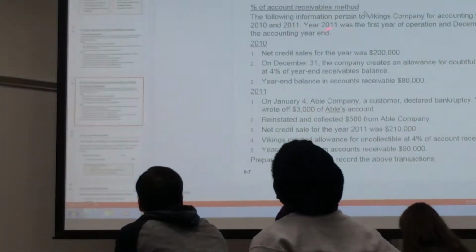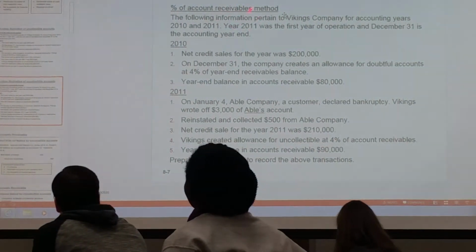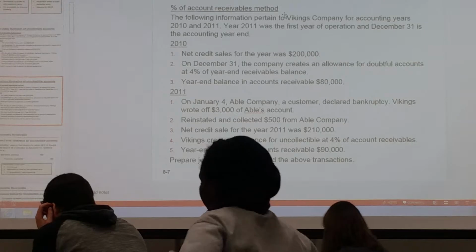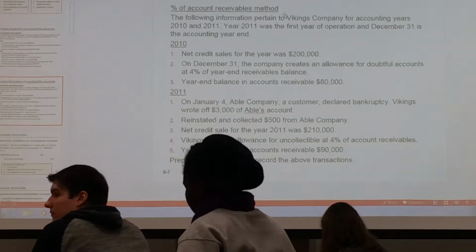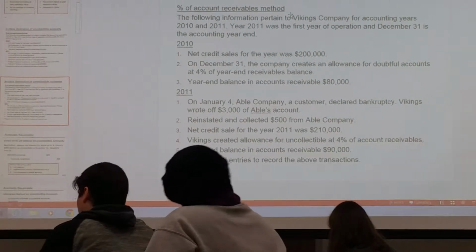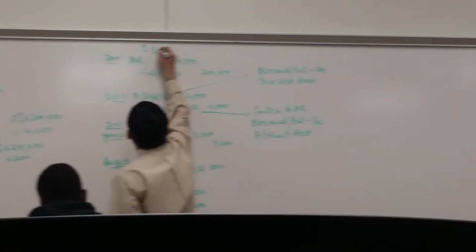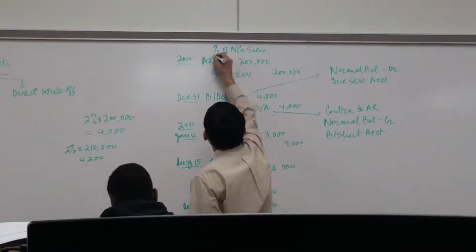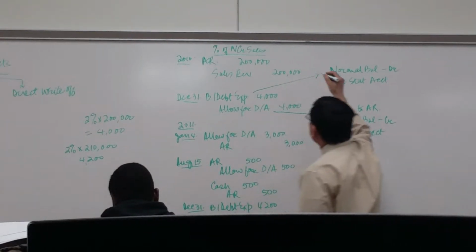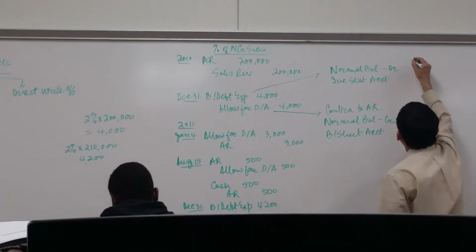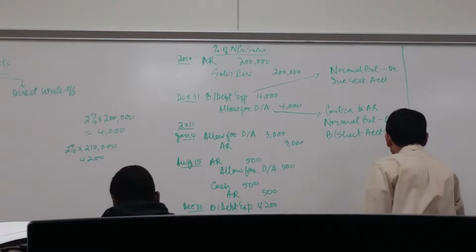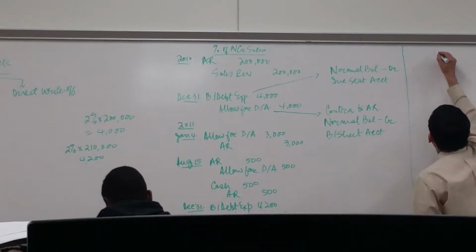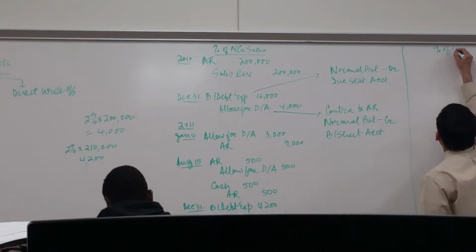Year 2010 is the first year of operation. Can you change that? 2010 is the first year of operation. This was percentage of net credit sales number. And here is my percentage of AR method.